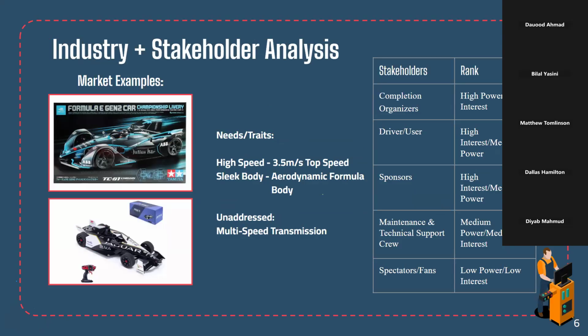Now, when we looked at market examples, we took a look at other models of Formula E cars, and we again noted that the major needs are high speed and a sleek body that matches the rest of the competition. What we didn't see was a multi-speed transmission, which we will be implementing in our design. And here is a quick list of our stakeholders and how we rank them.